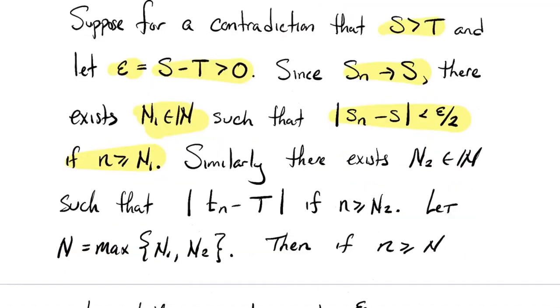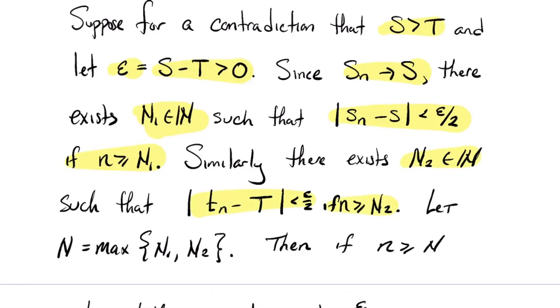So in the same way, because the sequence Tn converges to T, there's some other index value, capital N2, that, oh, pardon me, I have to fix my notes here. Let me make a little bit of room. This difference Tn minus T is also less than epsilon over 2 if n is greater than or equal to N2. So we can have both of those differences small for sufficiently large n.